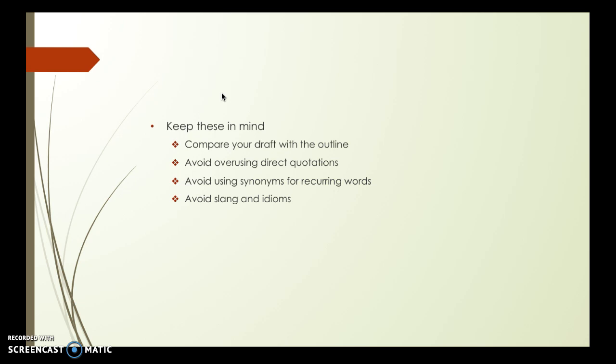Compare your draft with the outline. Avoid overusing direct quotations. Even though it's a literature review, if you use direct quotations a lot, that will affect your writing. You can paraphrase it. And avoid using synonyms for recurring words, avoid slang and idioms. Because this is a research paper, it's a formal paper, so it's not regular writing. Please pay attention to your word selection.